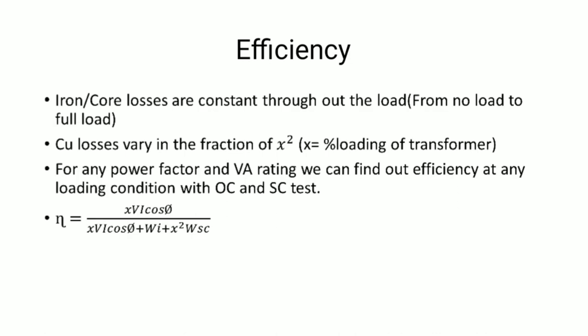So if the loading of the transformer is vary in the percentage of X, if you see the copper losses vary in terms of X square.